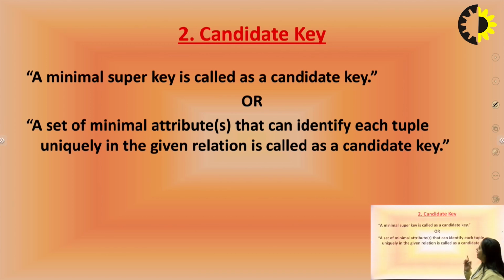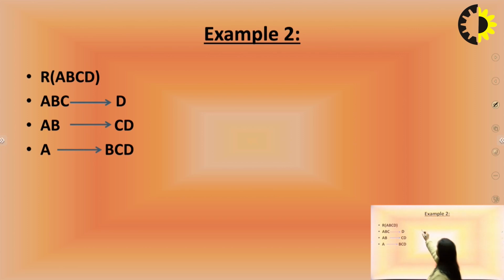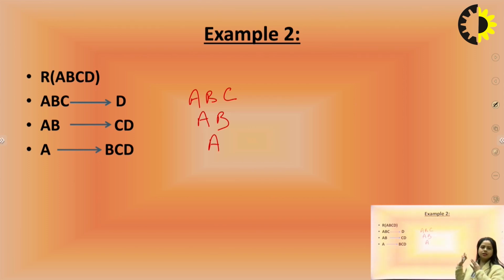Next comes the candidate key. What is candidate key? Coming back to this example, here ABC is a super key, AB is also a super key, and A is also a super key. Here all 3 are super keys. Now coming to the concept of candidate key. Listen carefully. With the help of A, B and C, I can fetch the value of A, B, C, D. This information I already have, so I am only fetching attribute D.